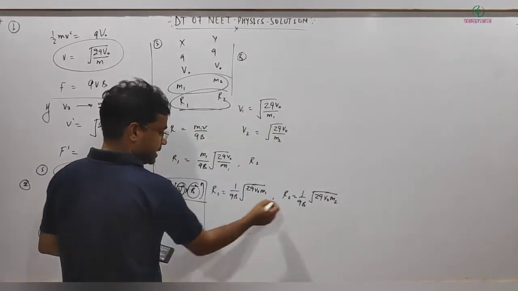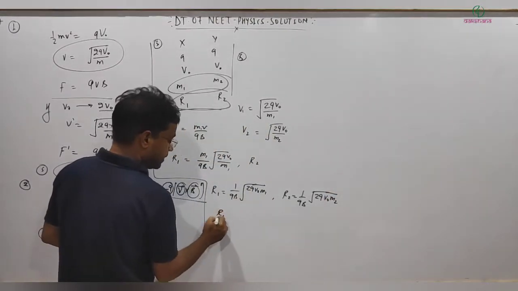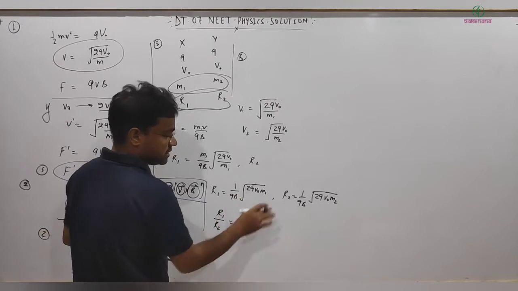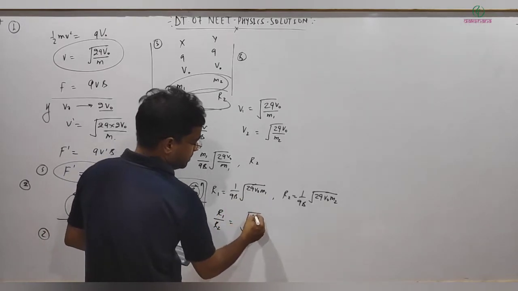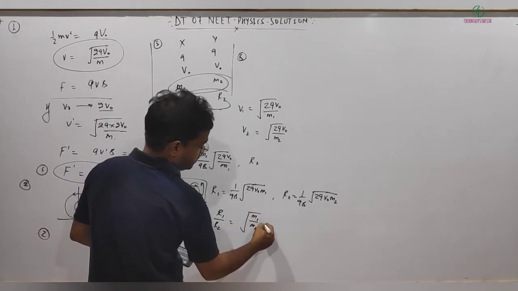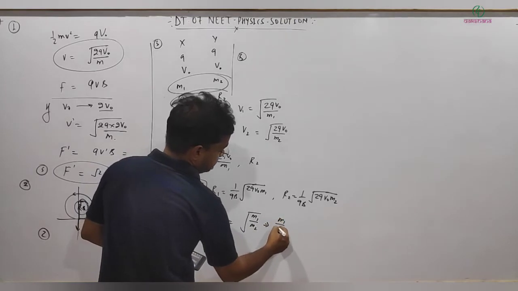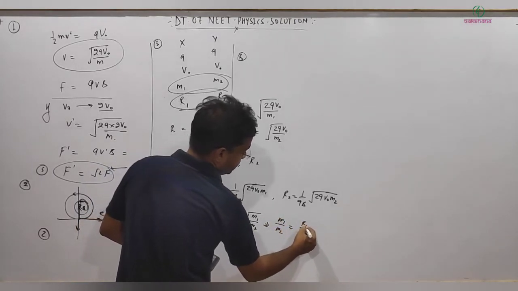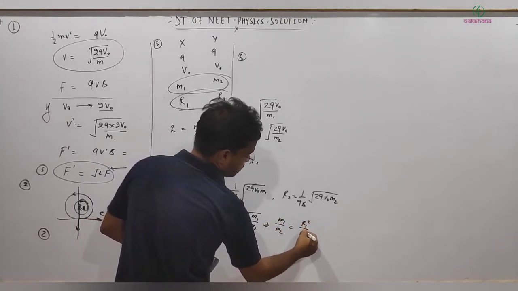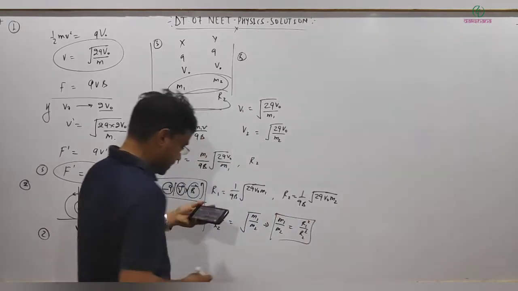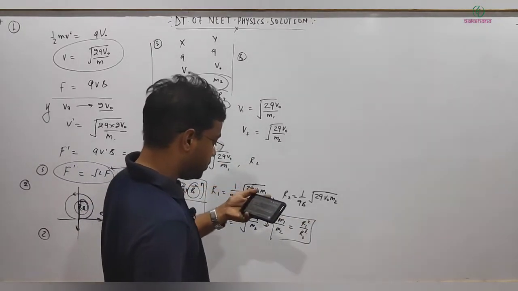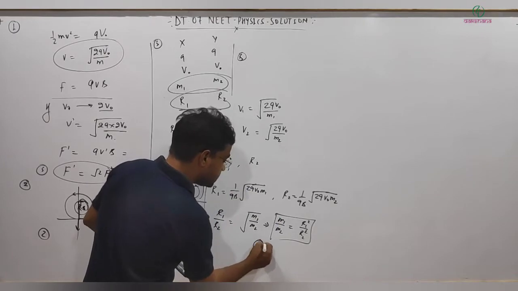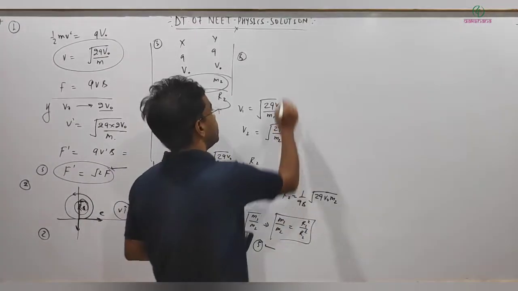Right? Then just from here I can write r1 by r2 is equal to, the rest of the things will cancel out, it's simply under root m1 by m2. And this implies m1 by m2 is equal to (r1 by r2) whole square. So this will be the answer, which matches with option 3. So that is question number 3.